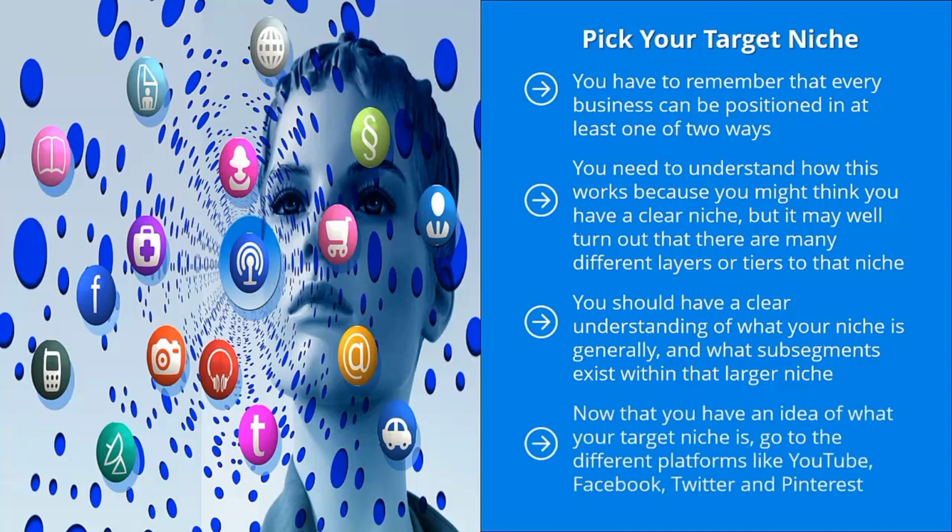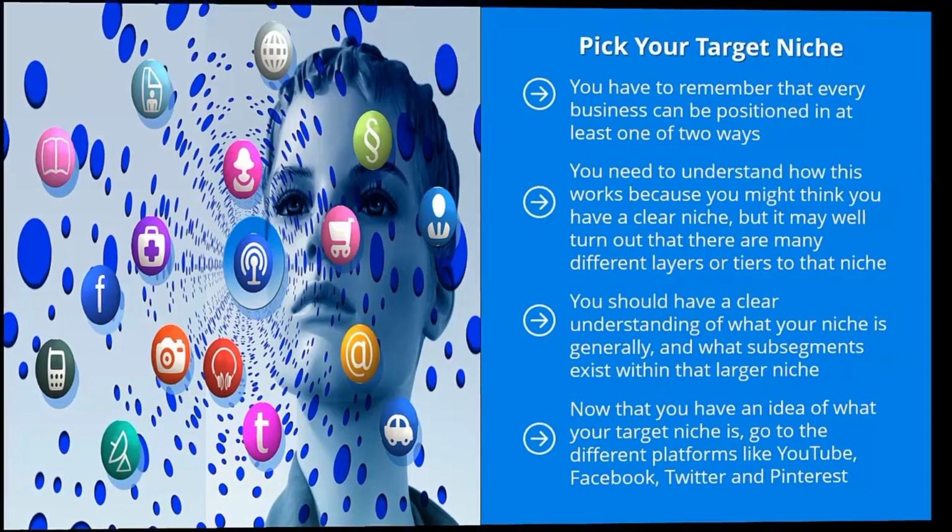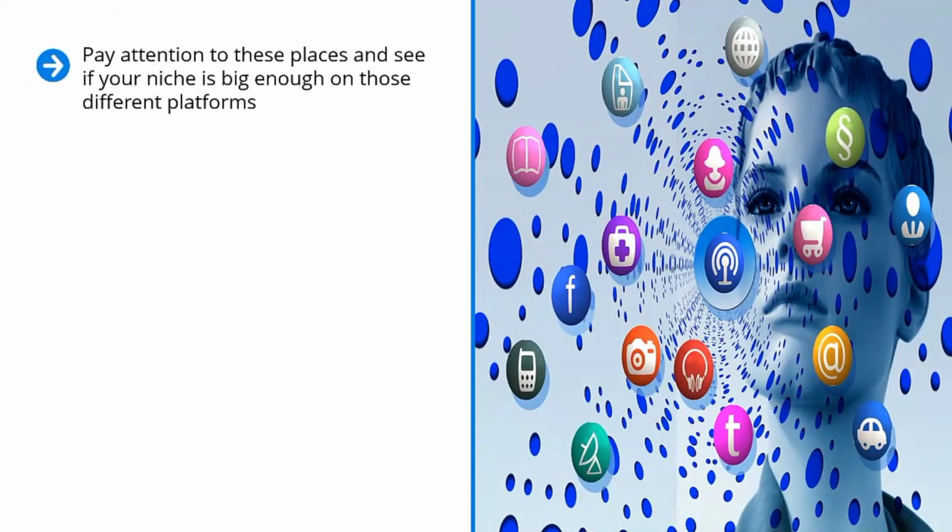Now that you have an idea of what your target niche is, go to the different platforms like YouTube, Facebook, Twitter, and Pinterest. Now, look at whether these places have sizable content areas or messaging areas like Facebook pages, groups, Google Plus communities, Twitter hashtags, Pinterest pinboards, and existing YouTube channels. Pay attention to these places and see if your niche is big enough on those different platforms. If you notice that a particular platform doesn't really feature that much content for your specific niche, this is a red flag. The demand may not be there. The audience size might not be worth your while.